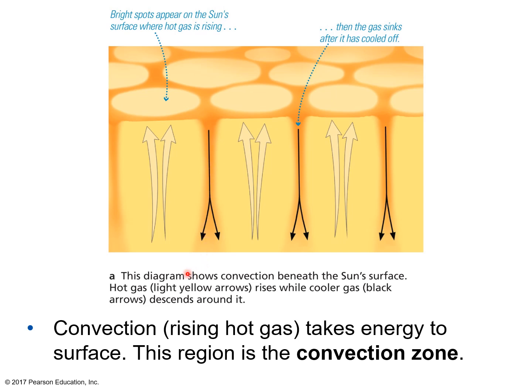So you have constantly the gas, really plasma, going up and down and up and down, and it's very turbulent. It isn't as nice and symmetric as these arrows imply, but very turbulent because you have gas crashing into each other, these particles, some going up, some going down. So bright spots appear on the sun's surface where hot gas is rising, and then the gas sinks after it has cooled off. So this is the region known as the convection zone.